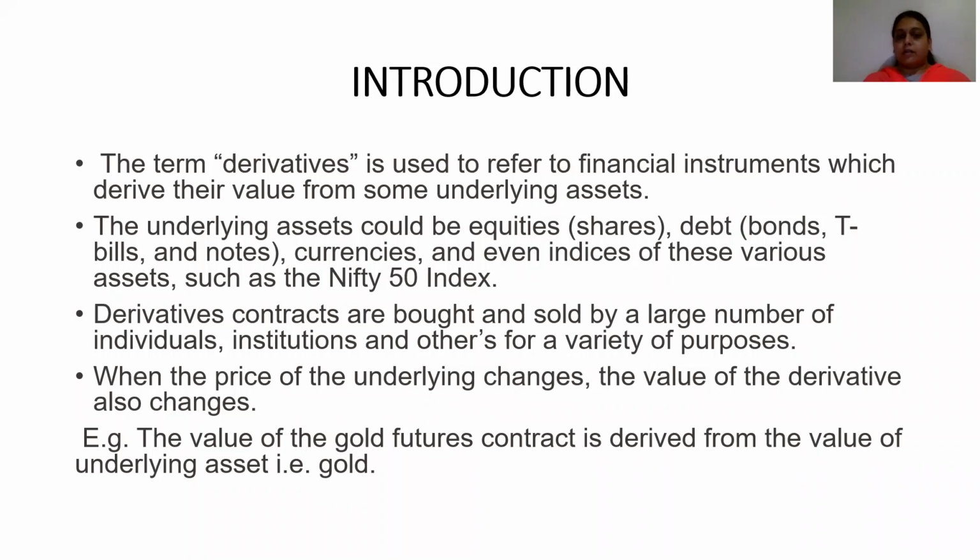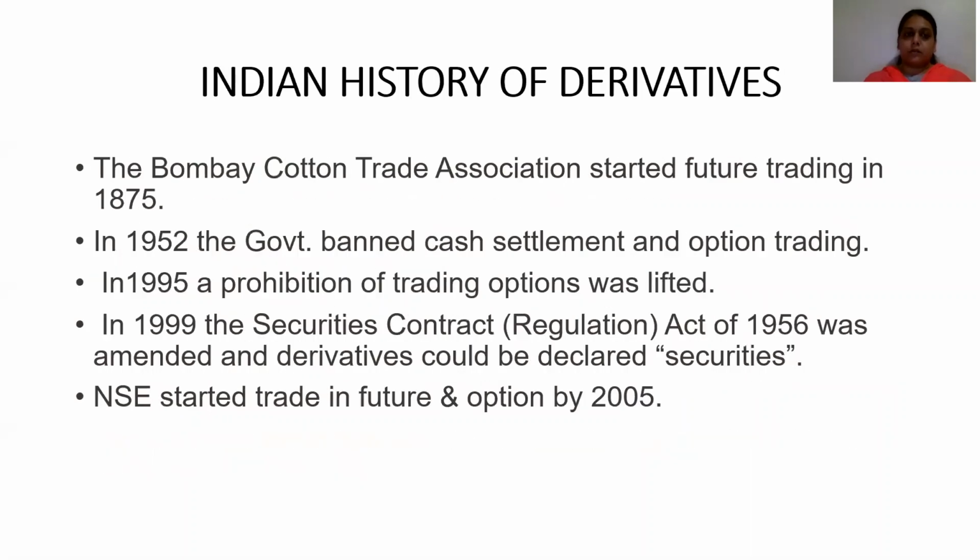In derivatives contracts, they are bought and sold by a large number of individuals, institutions, and others for a variety of purposes. For these underlying assets, some prices are decided, and this is called the value of the derivative. Like the value of a gold future contract is derived from the value of the underlying asset, and that asset is called gold. First, we see derivatives in Indian history.